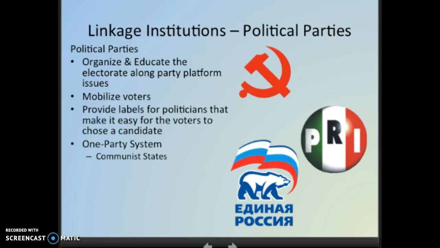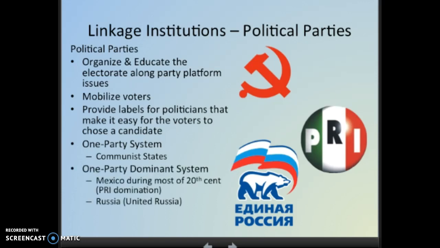One-party system. Our communist states that we study are going to have a one-party system. So this is a party system in which only one political party controls the government, and voters really don't have an option to choose an opposition party. You will see that in China, the Communist Party of China has some political parties, but they fall under the umbrella of the Communist Party.